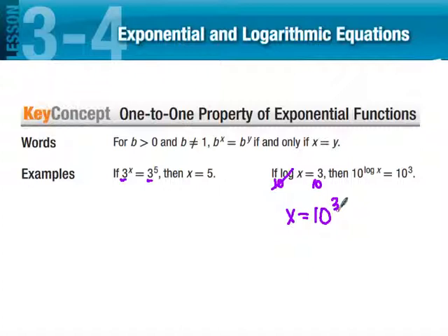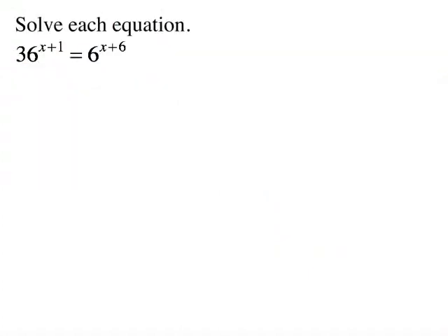Okay, and so we're going to look at some of those equations. We're going to just look at a few today. Tomorrow we'll build on that and look at a few more. So first of all, it says solve each equation. So I have 36 to the x plus first power equals 6 to the x plus sixth power. That looks different than what was on the other side.